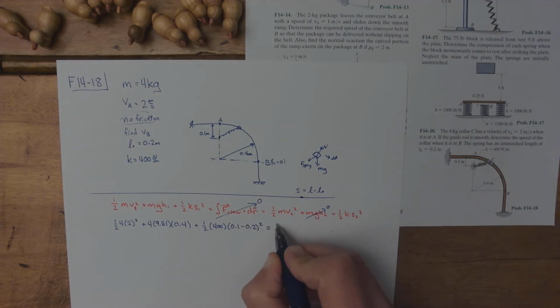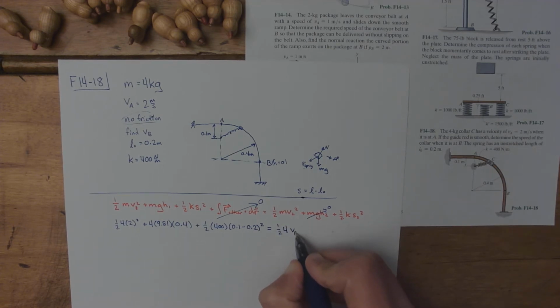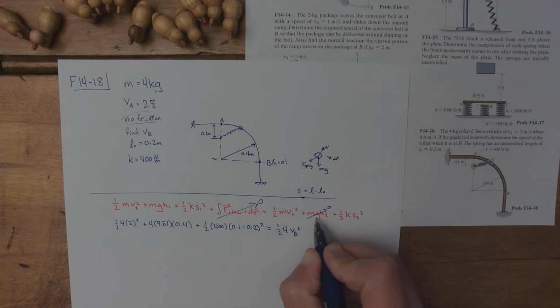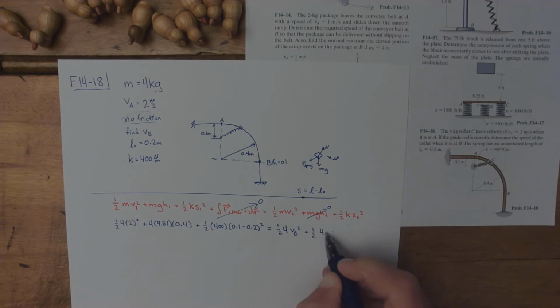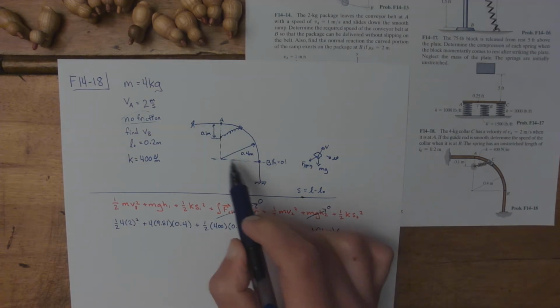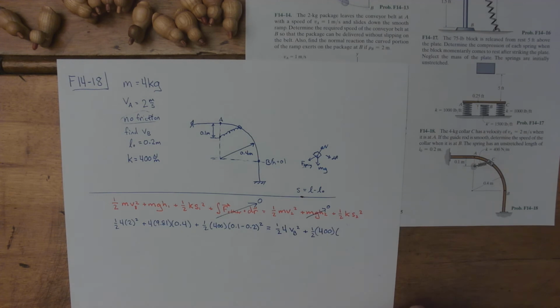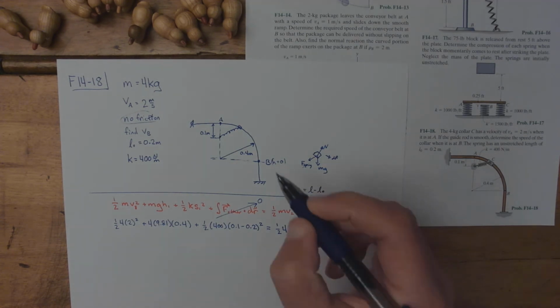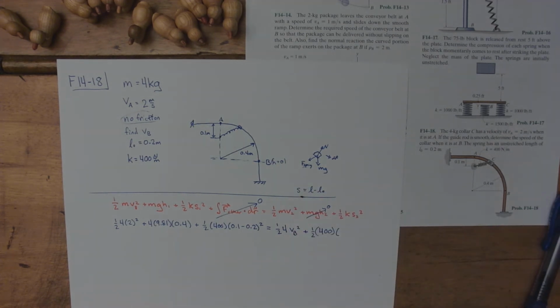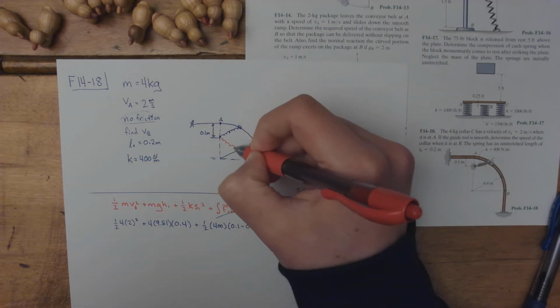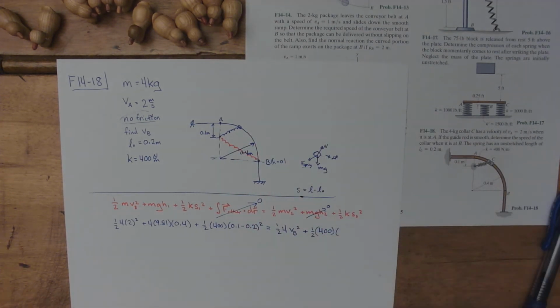So we can say this is equal to 1/2 times the mass of 4 times the velocity at B squared, which is what we are looking for, plus the gravitational potential energy at point B, which I set to be equal to 0, plus 1/2 times the spring constant K times S, which is the length of the spring when you are at point B. So that is going from here to here.